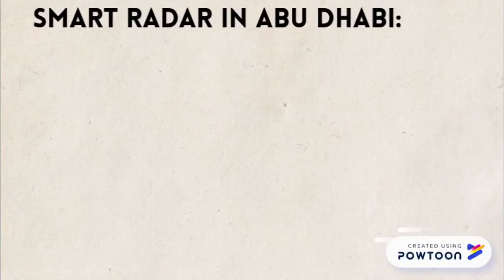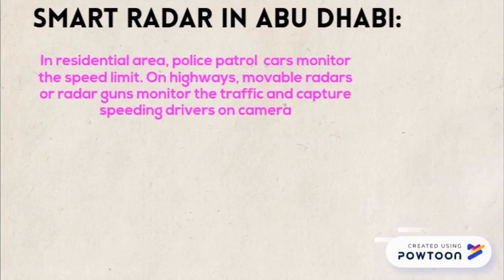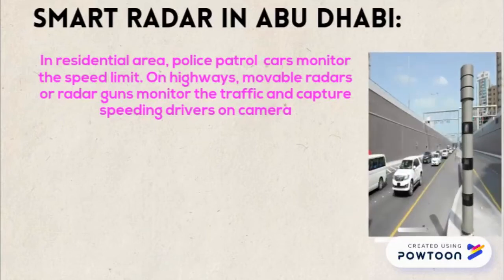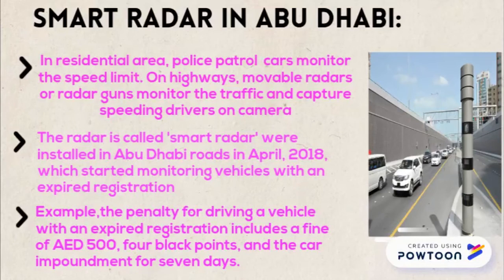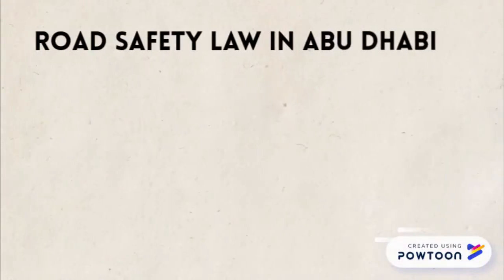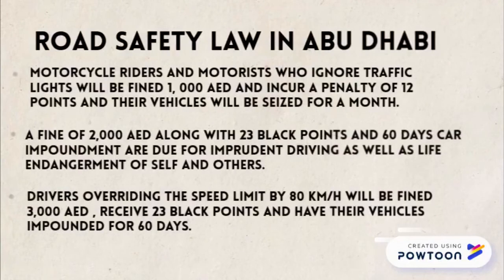Smart radar in Abu Dhabi. In residential areas, police patrol cars monitor the speed limit. On highways, movable radars or radar guns monitor the traffic and capture speeding drivers on camera. The radar is called Smart Radar and was installed on Abu Dhabi roads in April 2018. Road safety law in Abu Dhabi: motorcycle riders and motorists who ignore traffic lights will be fined 1,000 and incur a penalty of 12 points.